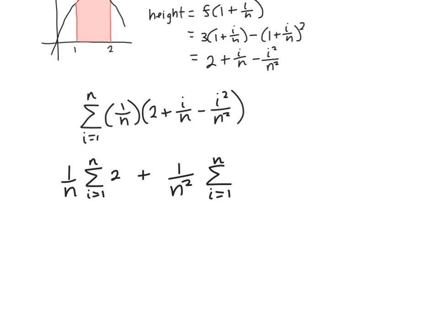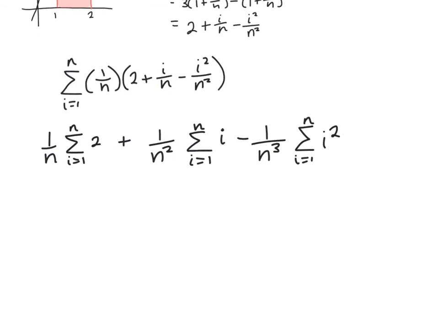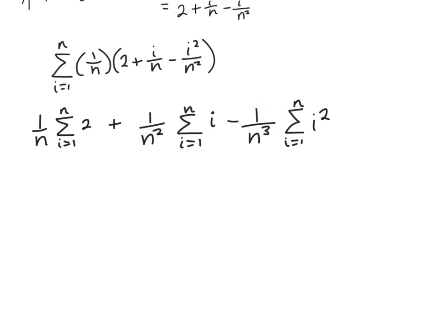And I'm left with the sum of i. And we know a formula to evaluate the first n terms of i. And then for my last term, if I distribute this to my last term, I'm left with negative i squared over n cubed. So I'm going to pull out that negative 1 over n cubed as my constant. And then I'm going to evaluate the rest of that summation, which is just i squared. And once again, we have a formula to evaluate the first n terms of i squared.